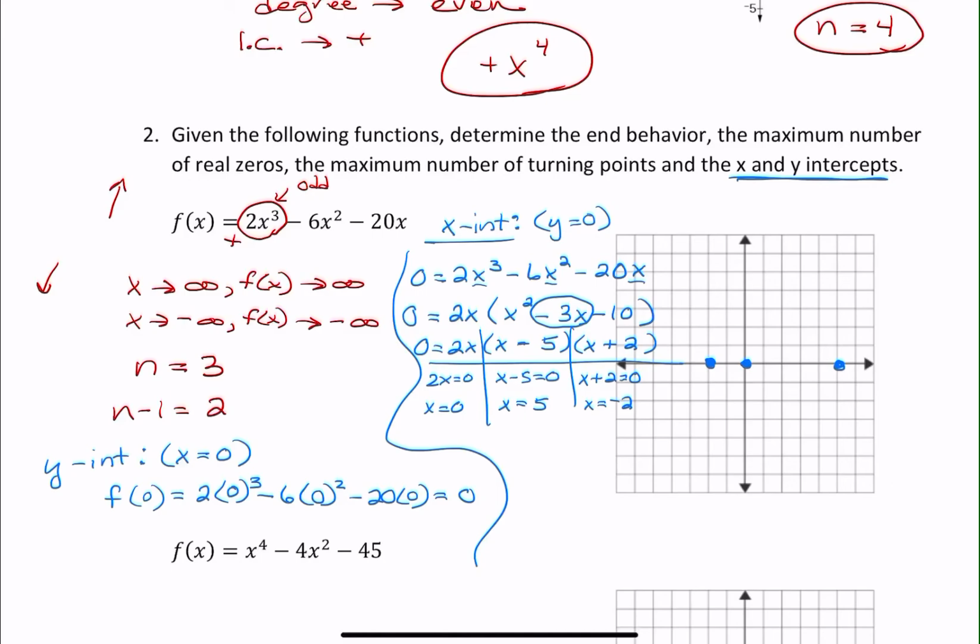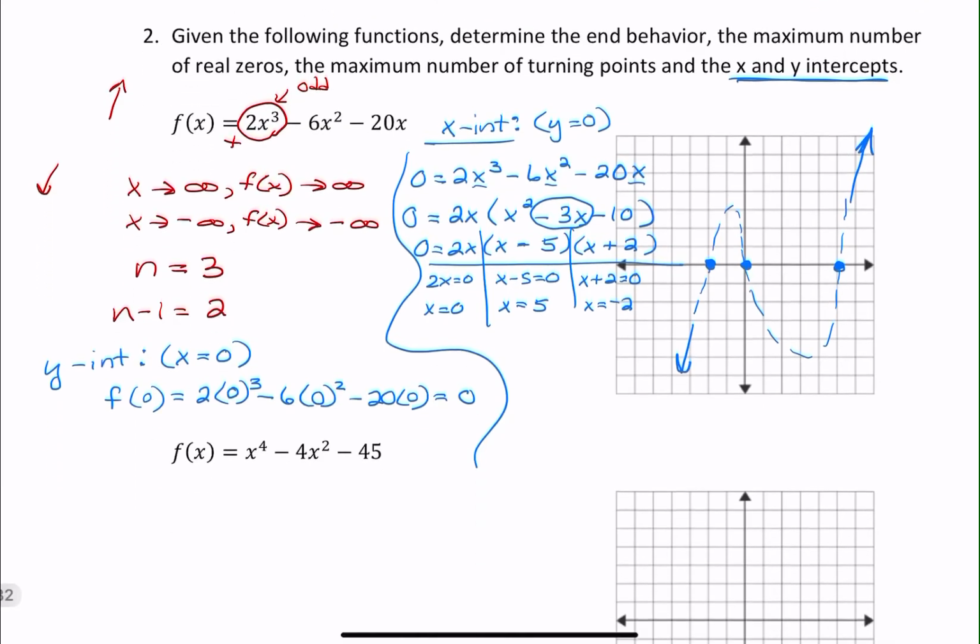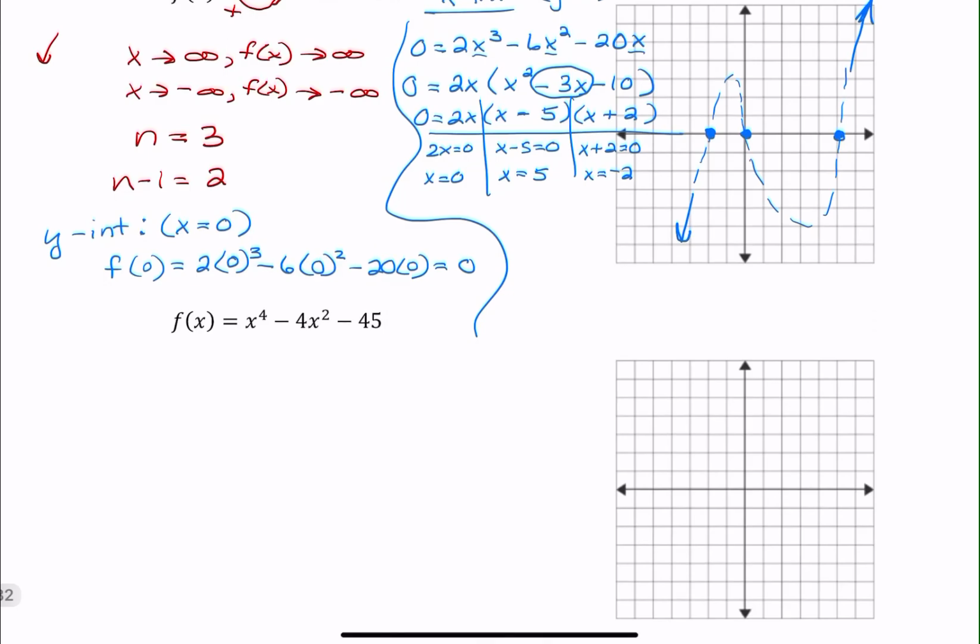And then I also know that this end is going up and this end is going down. So I don't know exactly what this graph looks like, but I know that it's got to at some point turn back around and go through these intercepts. So if I was to graph that, it would be similar to that. And notice I have 2 turning points and 3 x-intercepts.